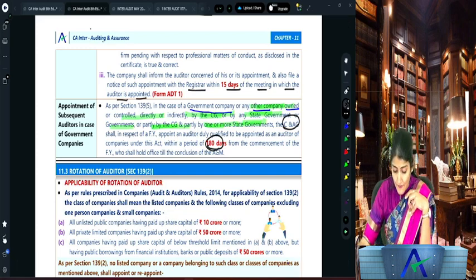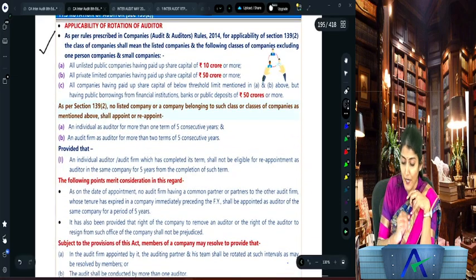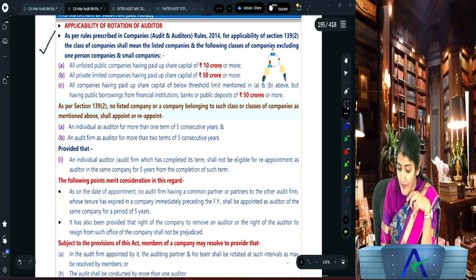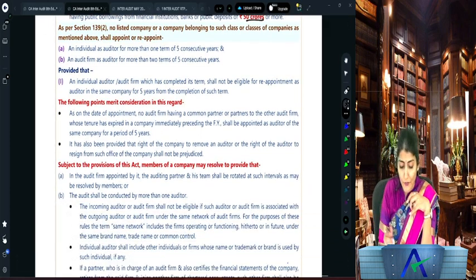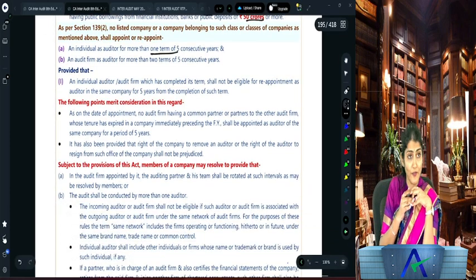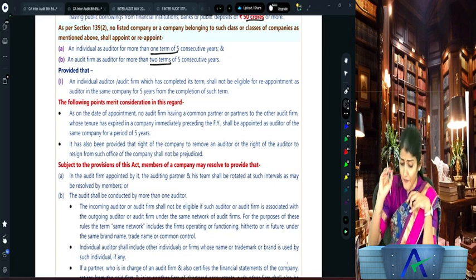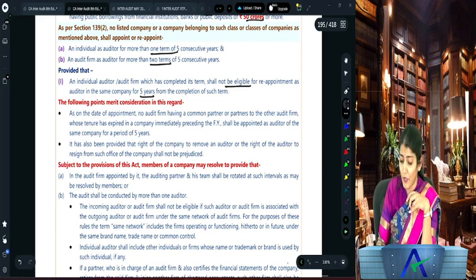And then after that we studied the rotation of the company auditor. To which companies are the rotation provisions applicable? Listed companies, and then 10 crore, 50 crore and 50 crore. You cannot appoint an individual for more than one term of 5 consecutive years and a firm for more than 2 terms of 5 consecutive years. And then what does it say? Shall not be eligible for appointment for a period of 5 years.